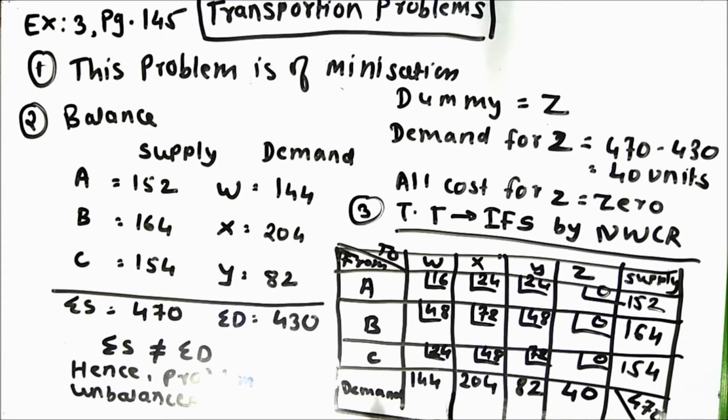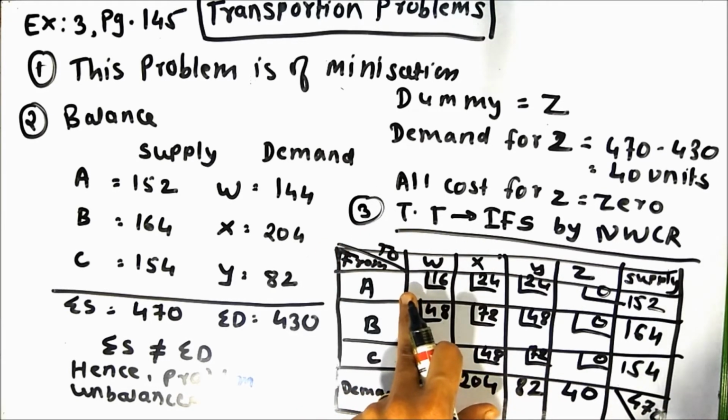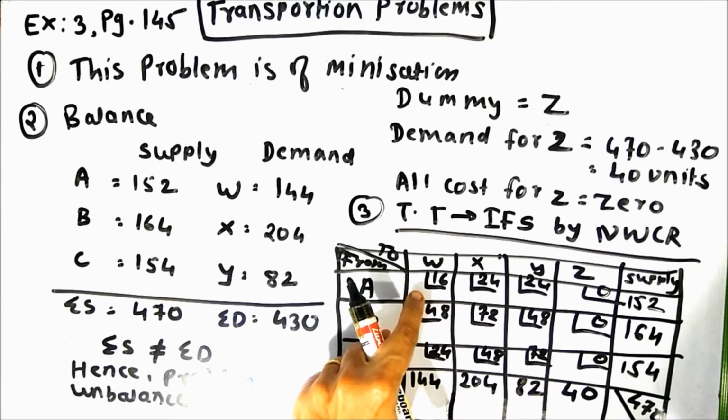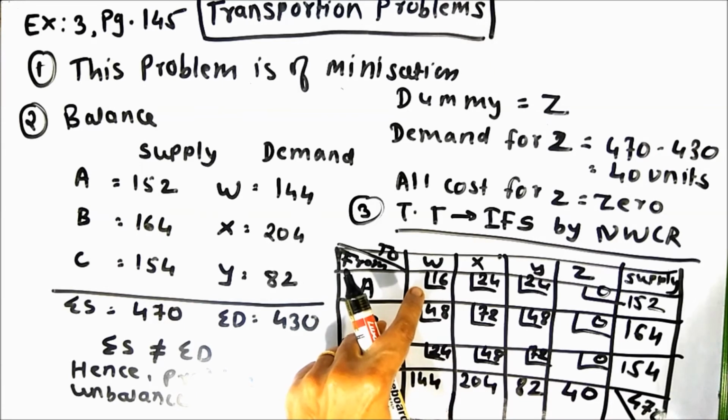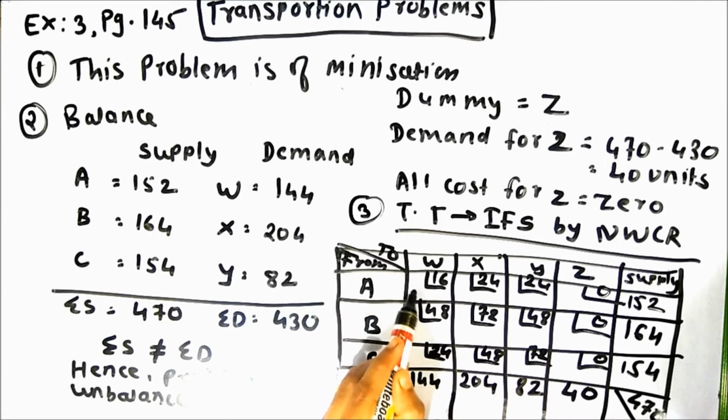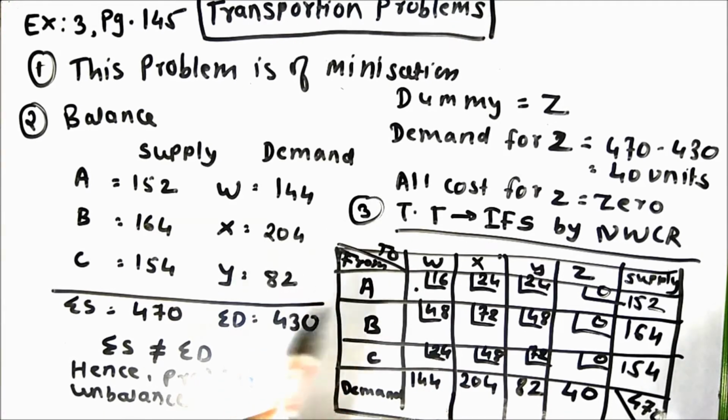So let me find out the initial feasible solution by the northwest corner method. As I have already told you, in the northwest corner method we start giving allocation from the left hand corner or the northwest side of the table. So in this table, our northwest side is this, and our first left hand cell is AW. So we'll be giving my first allocation here.